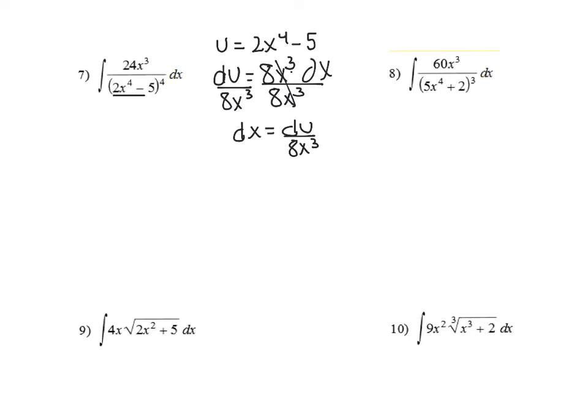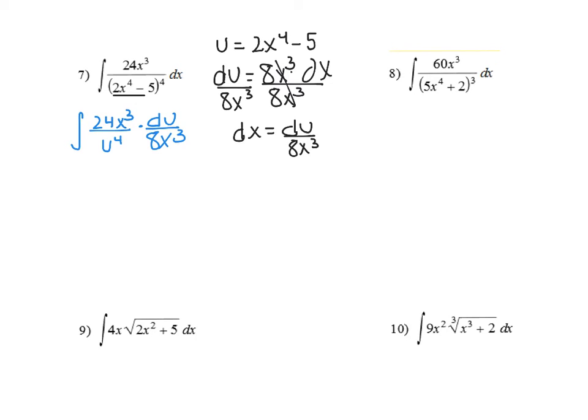All right, so same concept. The 24x to the 3rd stays. The u this time is now on the bottom, so u to the 4th dx. So in this problem, when we solve for the dx now, or when we substitute, actually, I think I'm going to do that. So let's substitute the dx now this way. This is going to be du over 8x to the 3rd.